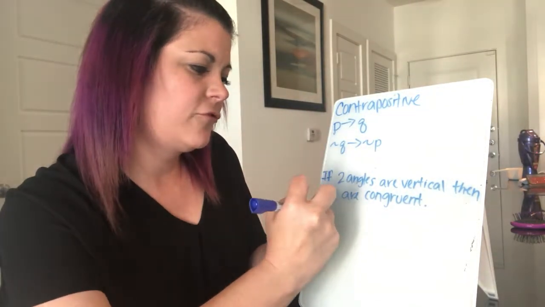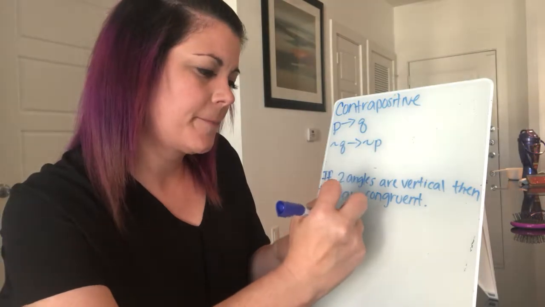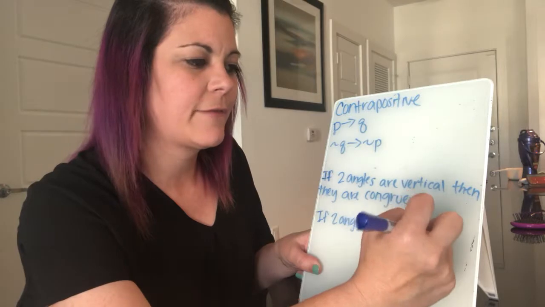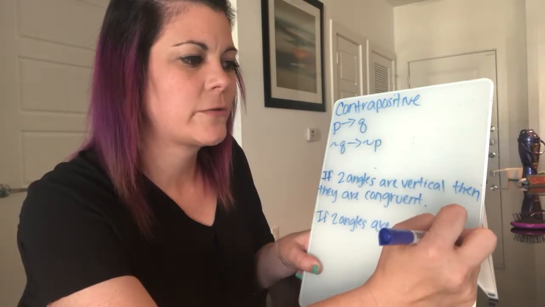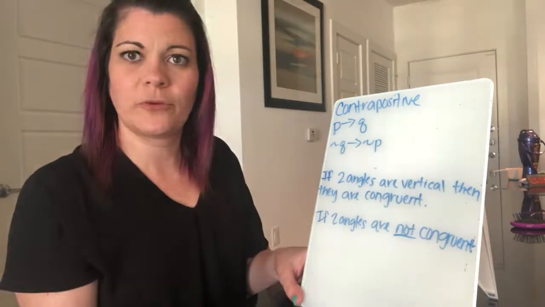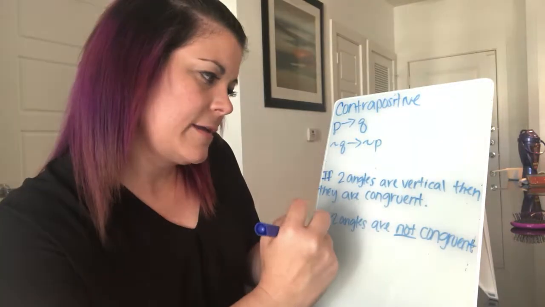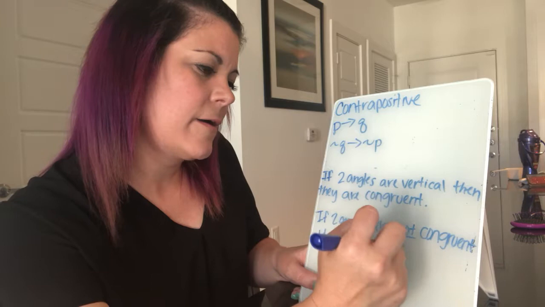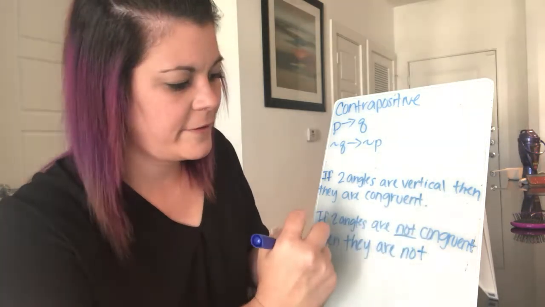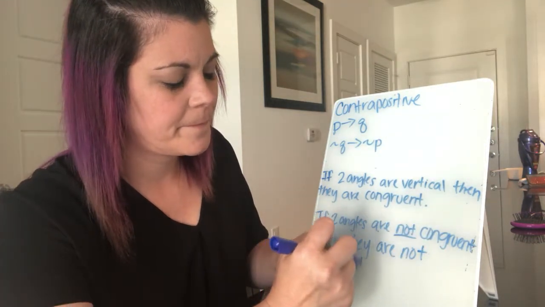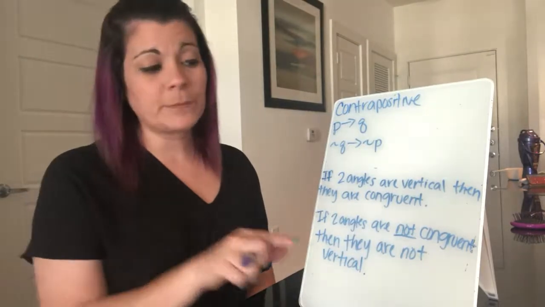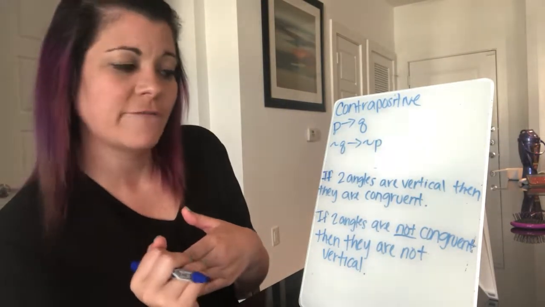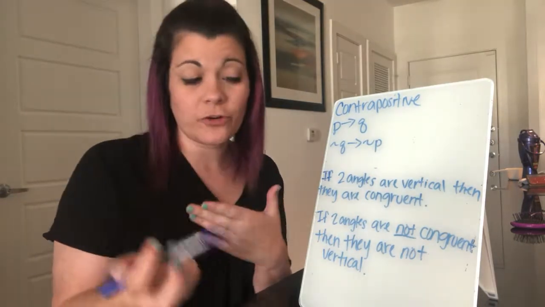So if two angles are not congruent, because we have to write congruent first because we're switching the order and we're also doing the opposite, then they are not vertical. And the contrapositive this time is actually true. If two angles are not congruent, then they are not vertical, because vertical angles are congruent.